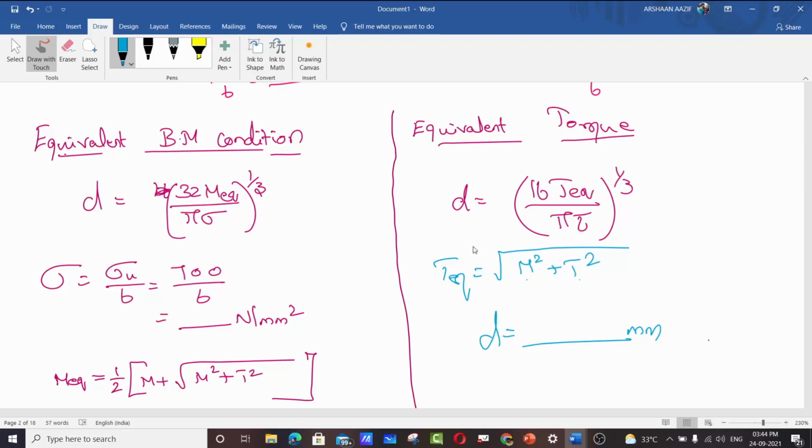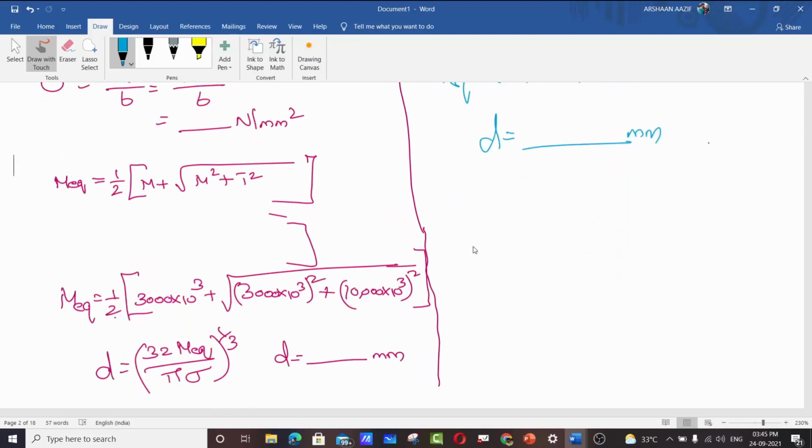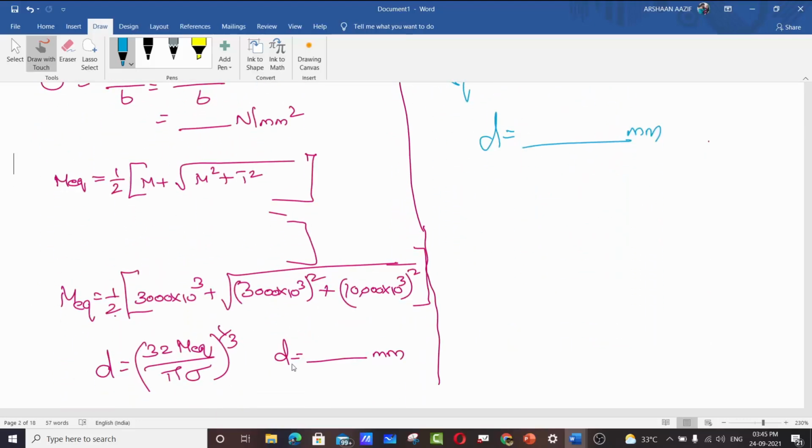The combined load creates both a normal stress and a shear stress. So you should design your shaft for both conditions, and out of these two values, let me name them D1 and D2, you have to take D1 if D1 is greater than D2, and D2 if D2 is greater than D1. This is your requirement, that is the minimum size of your shaft.